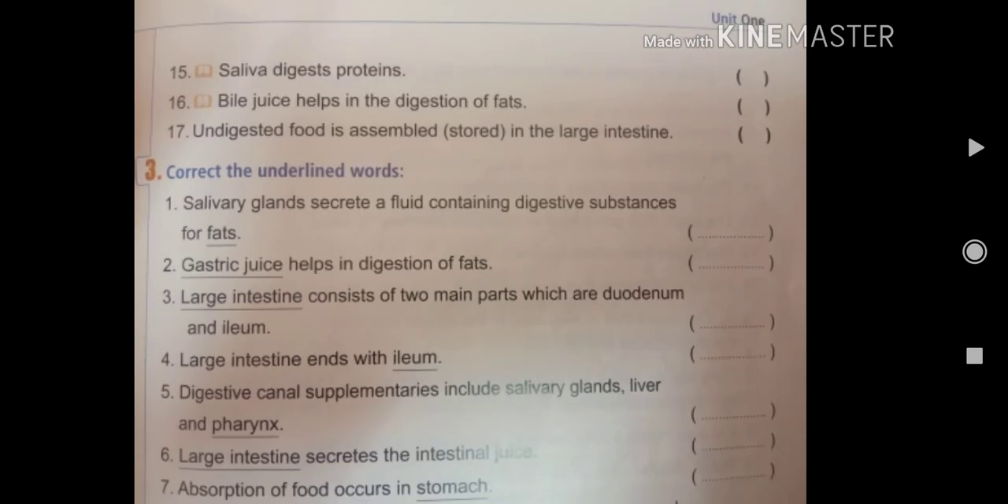Number 15: saliva digests proteins. No, it's wrong. Saliva digests starch, okay. Number 16: bile juice helps in the digestion of fats. Yes, it's right. Number 17: undigested food is assembled, stored in the large intestine. Yes, it's right.